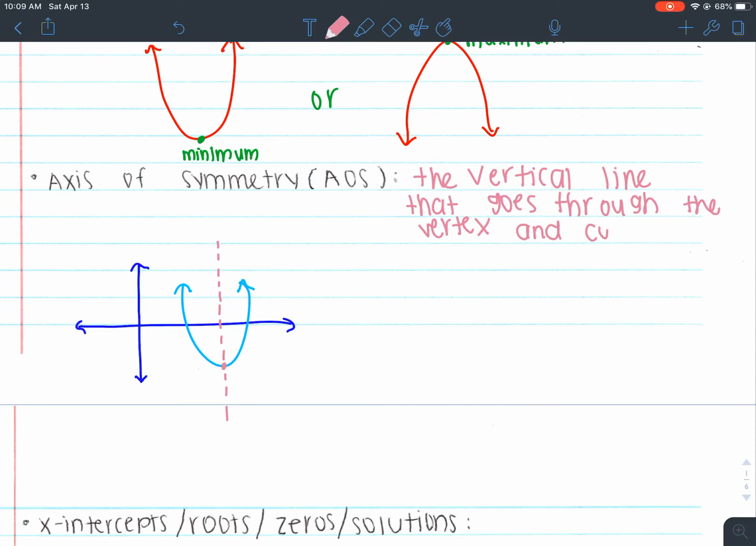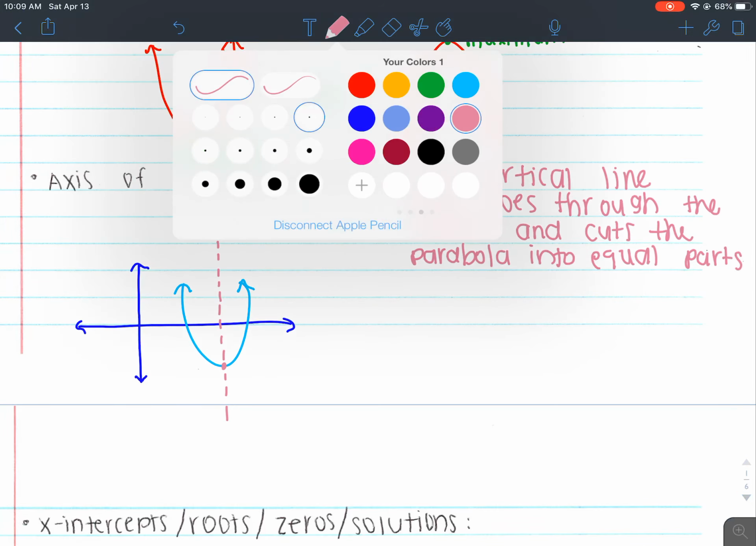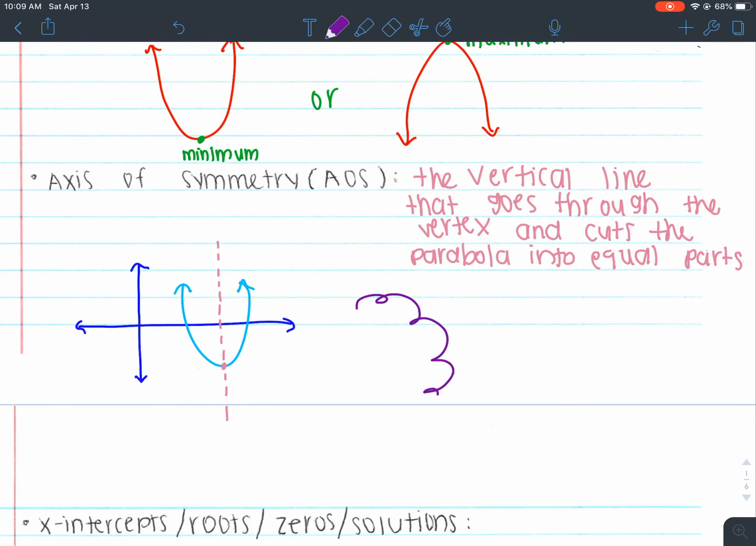And cuts the parabola into equal parts. Oh, handwriting is garbage right now. Okay. There's also more room on here, so I need to write 2 more things. The first thing, my ugly cloud.